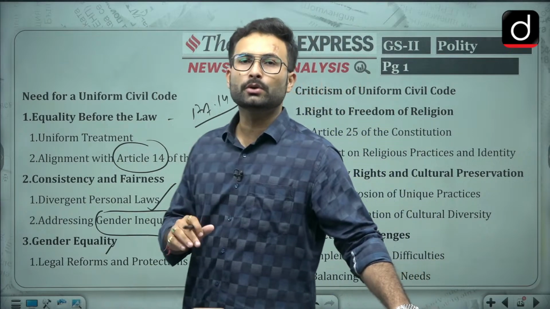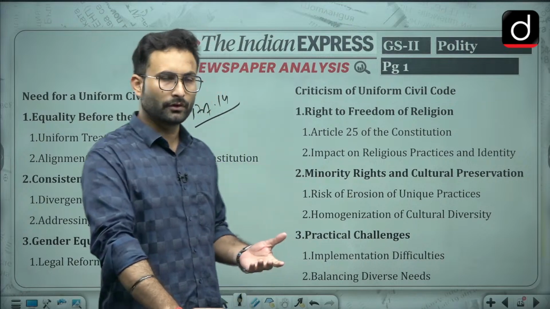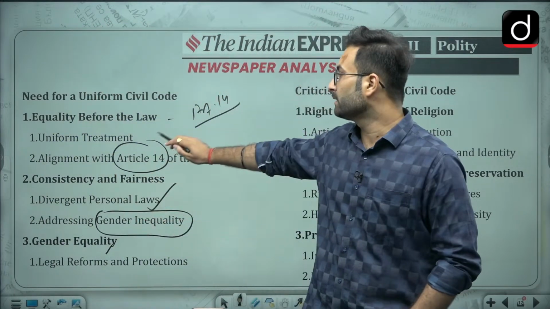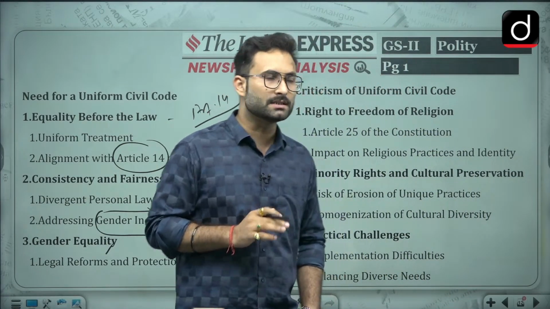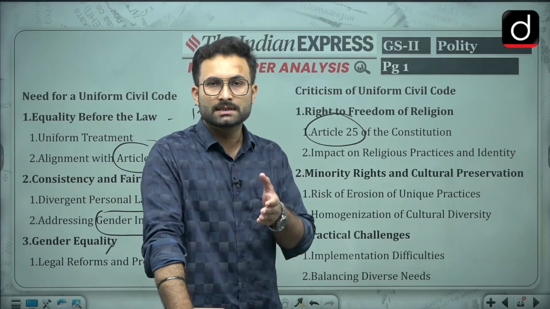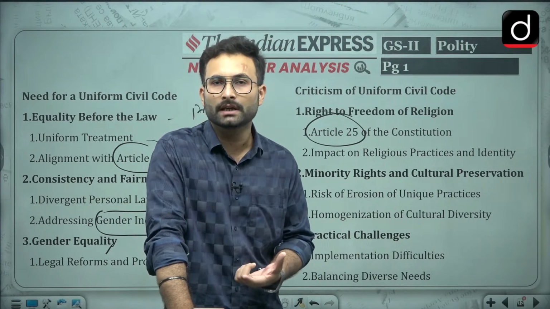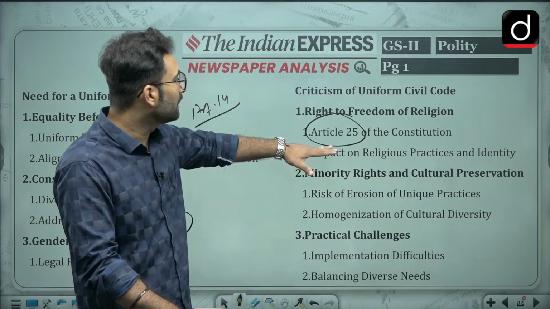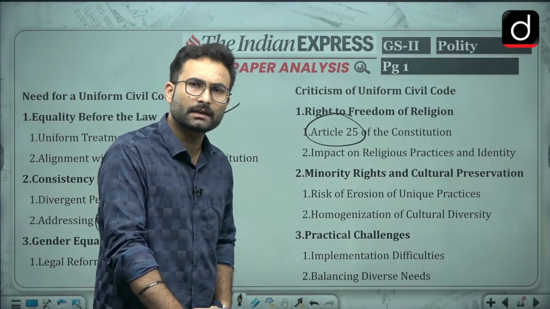Now, coming to the arguments against the uniform civil code, or the criticism of it. Here you can see the right to freedom of religion. We are talking about the right to equality, that is Article 14. Similarly, we have the right to practice our own religion, that is under Article 25. Now there is this argument that since these are derived from religious practices and religious laws, how can you interfere in them, because we have the right to profess one's personal religion. So that is one thing. Second, there is an impact on the religious practices and identity, which we have already discussed.